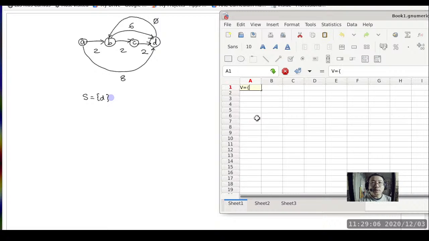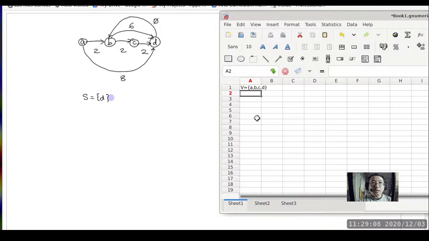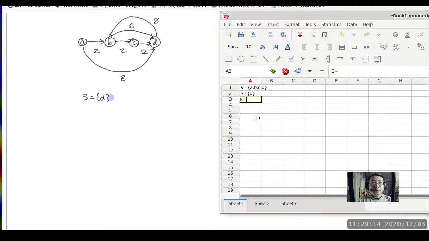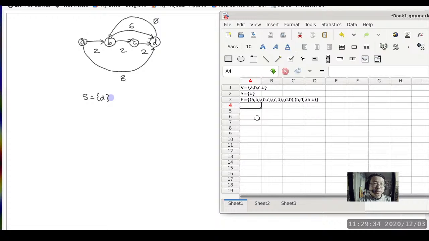So V has vertices A, B, C, D. The set S only has one single element in it, which is D. The set E, which are all the edges, has AB, BC, CD, DB, BD, and AD. There we go. And the distance is going to be a set of two tuples, where the first one is an edge, the second one is a real number. So AB is the edge, and it has a distance of 2.